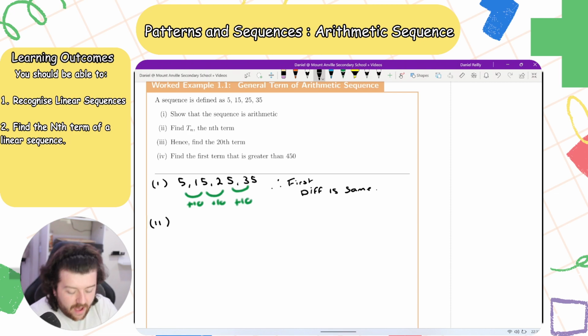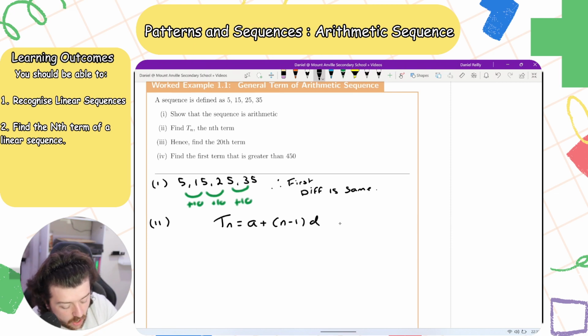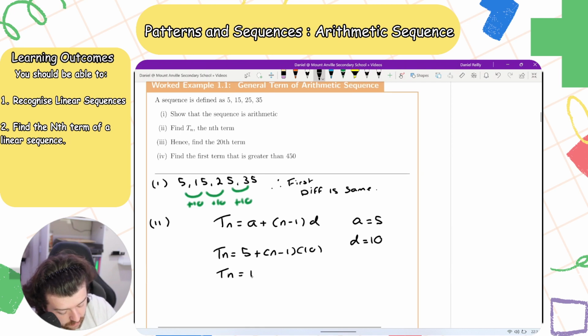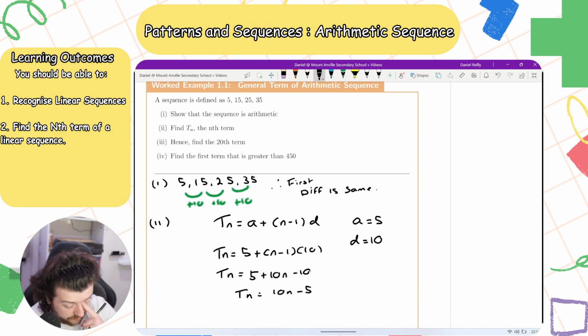Second part, find tn, the nth term. Again, tn equals a plus n minus 1 d, where a is my first term and d is my first difference. My first term in the sequence is 5, and my difference is equal to 10. So tn is equal to 5 plus n minus 1 times 10. Tn is equal to 5 plus 10n minus 10. Tn is equal to 10n minus 5. And that is my general term.